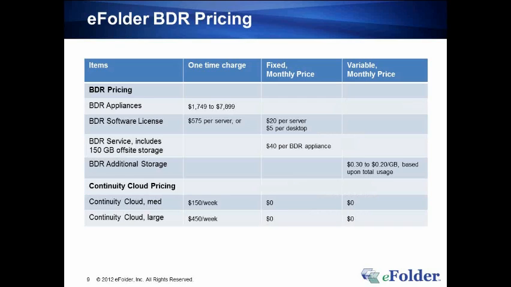Now, I think it's also very important to just quickly review the pricing of how eFolder BDR is priced and what the main components are. So, one important upfront component is the cost of the BDR appliance. The BDR appliances that eFolder supplies to our partners range in price from about $1,750 up to almost $8,000. There's 5 different models to choose from.